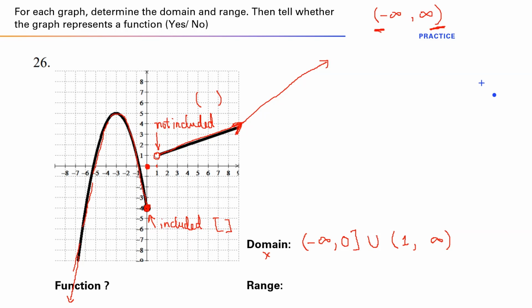Alright, so now for the range, it will be y. The y value, up and down. Similarly, we could not figure out how far down the y value goes, because it goes down forever. So that will be negative infinity, comma, and then it goes up forever. So that will be positive infinity.